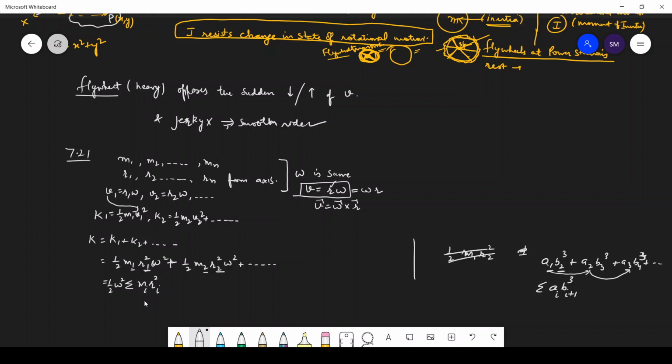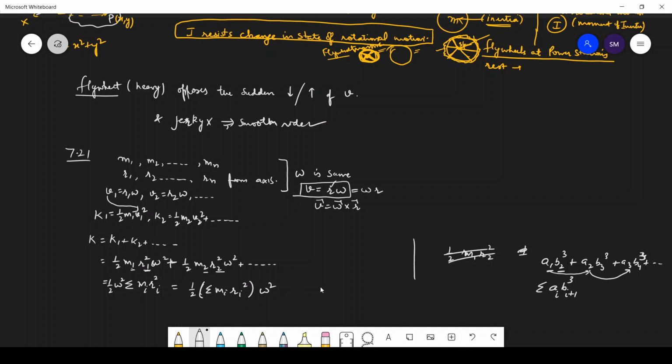Now I can also write it as half summation mi ri square. Okay, so put it in bracket. Summation is only from here to here, and then omega square. That's not the part of this summation. We can write it like this also.